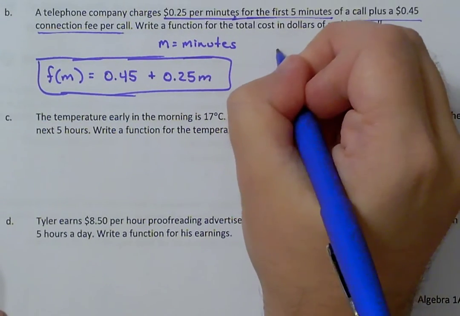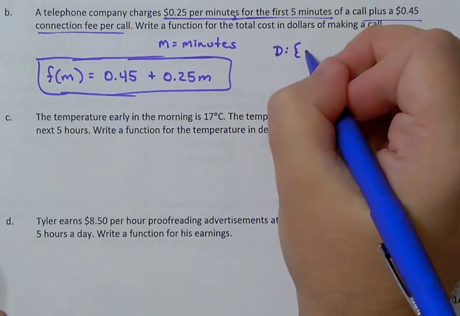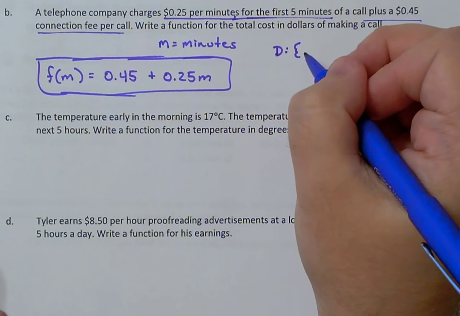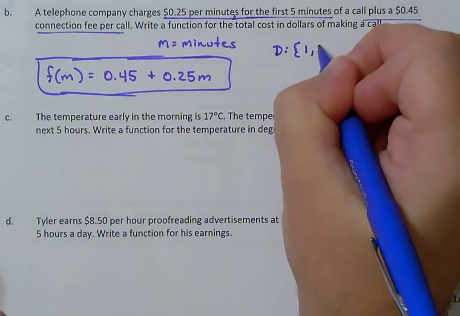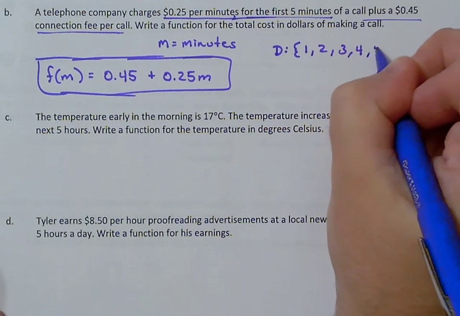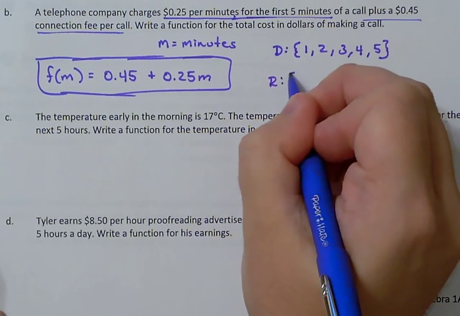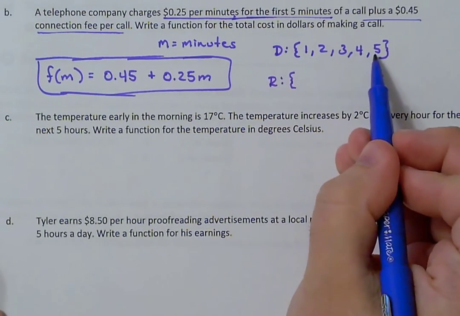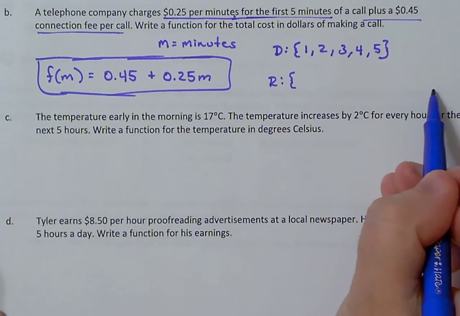Now, your reasonable domain, because it's for the first 5 minutes: if I'm making a call for 0 minutes, then I'm not making a call. So I can't use 0 in this case. And I want to know for 5 minutes, so it's going to be 1, 2, 3, 4, and 5. So that's my domain. My range is going to be taking 1 through 5, plugging it in for m, and figuring out what they are.